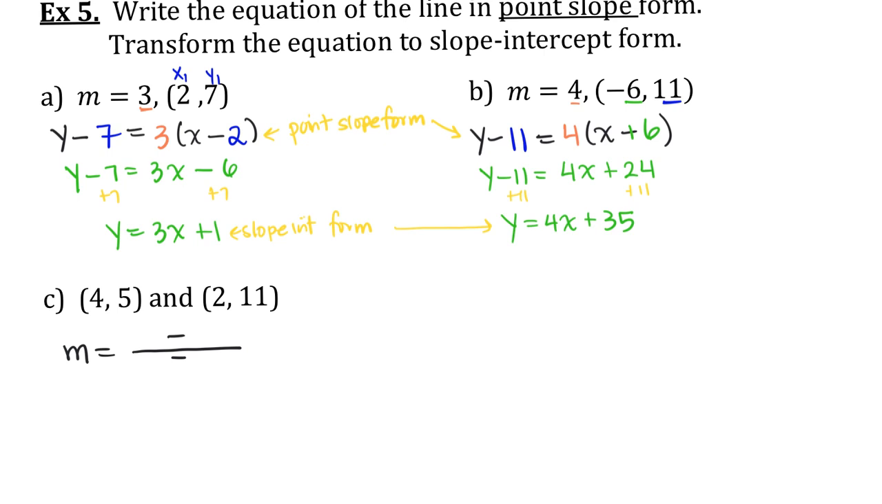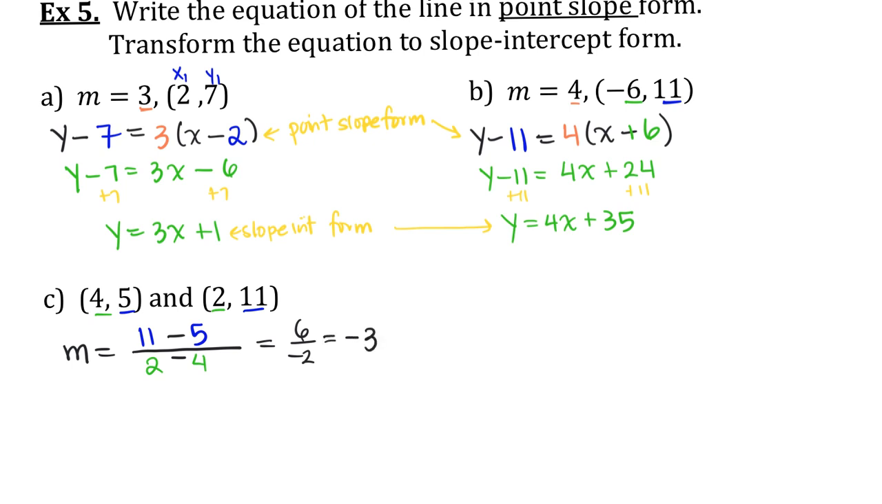Rise is the y's, so I'm going to subtract the y's. At the bottom is the run. The run is the horizontal direction. That's the x's, so I'm going to do x2 minus x1. What do I get from this? 11 minus 5 is 6. 2 minus 4 is negative 2. 6 divided by negative 2 is negative 3.